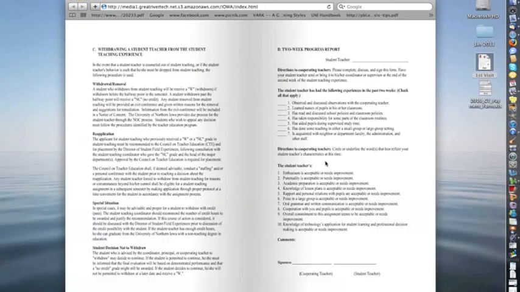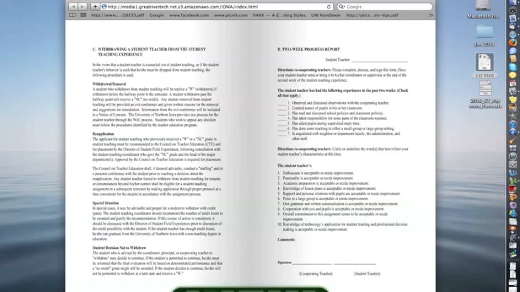Part 2 of the 2-week progress report is simply circling or underlining areas where these student teachers have met these characteristics. We have enthusiasm, punctuality, academic preparation, and so on, 1 through 10. And you will either circle or underline the acceptable or needs improvement area. And then certainly if you'd like to put comments down, that is absolutely fine, and there's a place for comments here. The cooperating teacher will sign, and then the student teacher will sign.